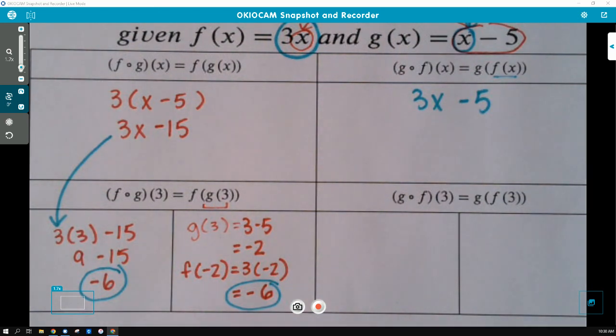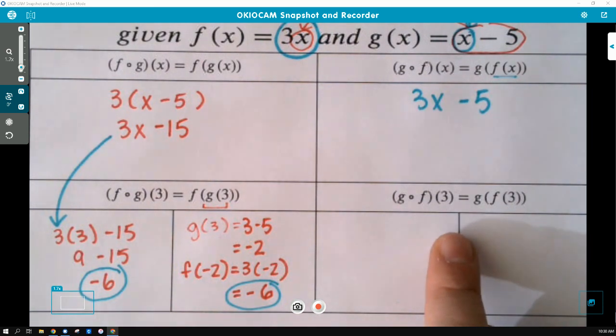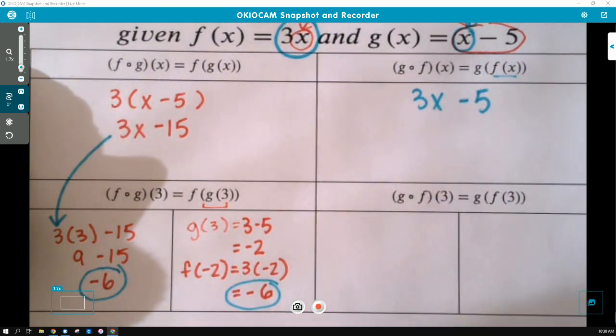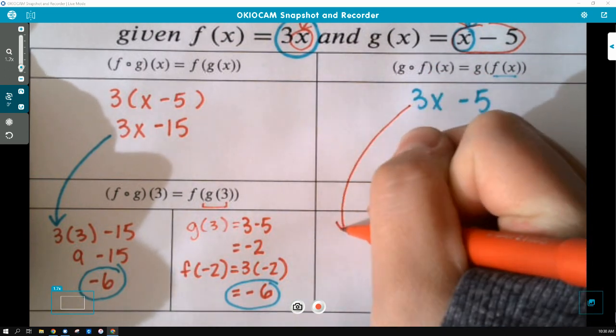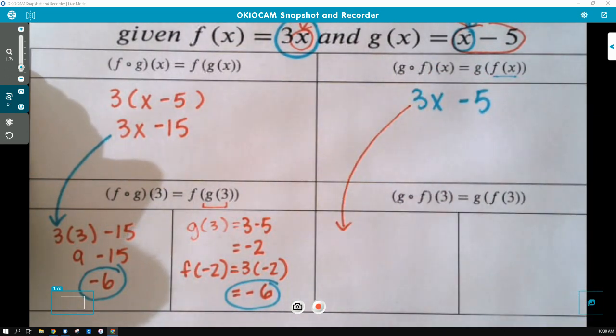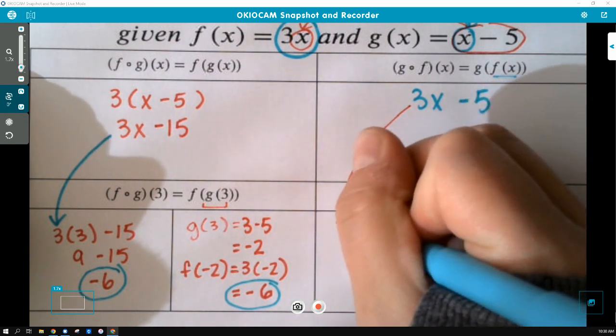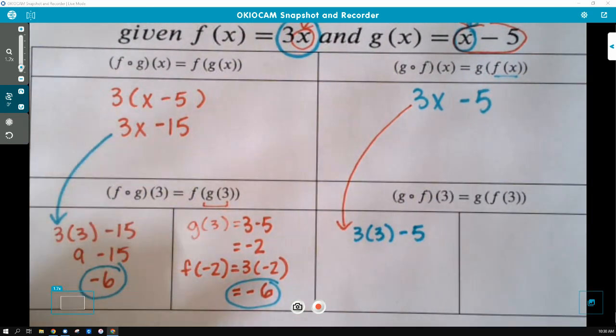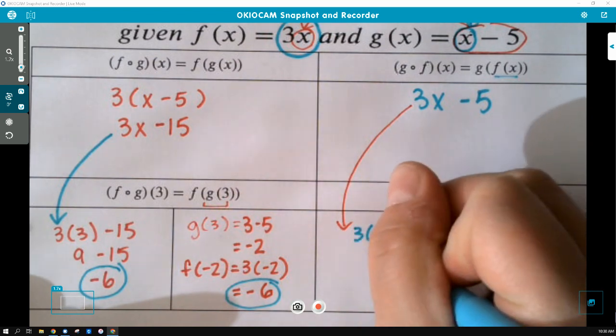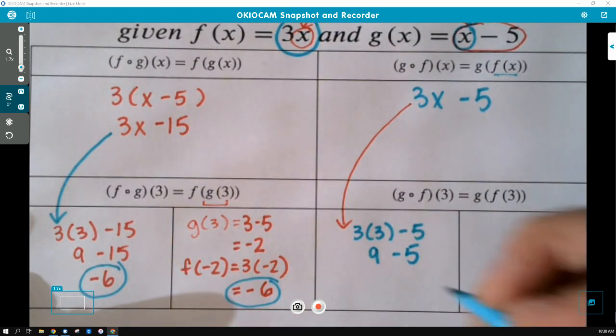Okay. Any questions about those now that we're plugging 3 in? Okay. So our other one, we can also do g of f of 3. So the same thing, we can either take the function that we already found, g of f of x, that 3x minus 5, plug in 3 for x. So that's going to be 3 times 3 minus 5. 3 times 3 is 9. 9 minus 5 is 4.